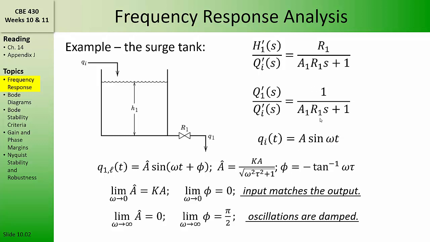Furthermore, since the gain of this transfer function is 1, when omega goes to zero, the output amplitude A hat matches the input amplitude A. Therefore, the input matches the output.